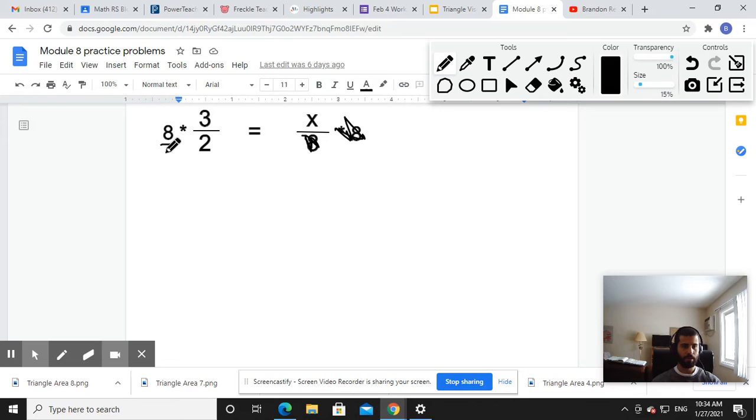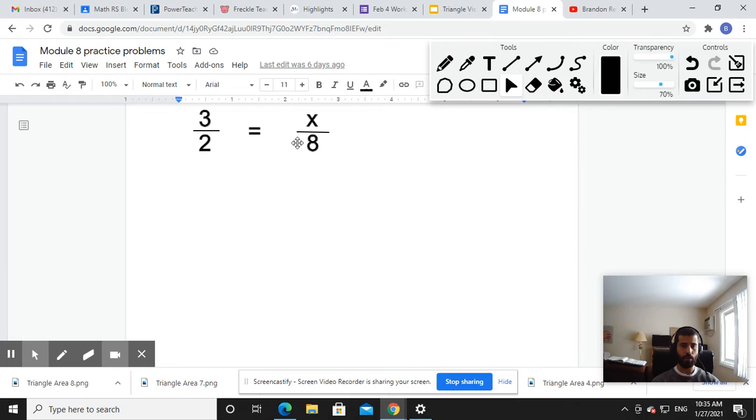And I know some of you don't really like multiplying fractions, but it's pretty straightforward. We just think 8 times 3, which is going to give us 24, and then 1 times 2, because those are the denominators. That gives us 2. And if we think about simplifying it, it is going to give us 12. And that's our answer. 12 equals x, or x equals 12. Whichever way you would like to write it, they are the same.